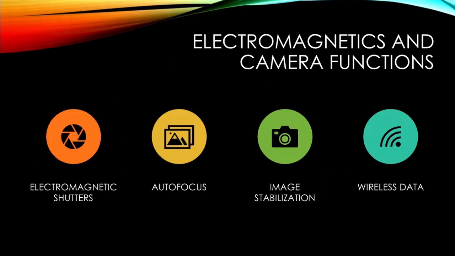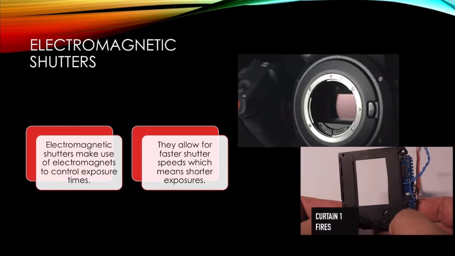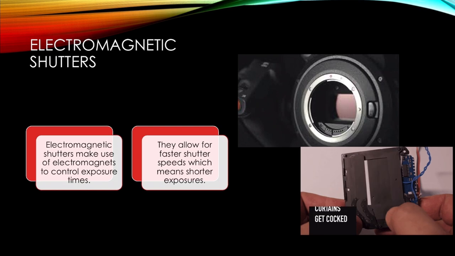Okay, now that that is out of the way, we can talk about how the electromagnetic side of cameras comes into play. There's really 4 areas that are worth mentioning, starting with electromagnetic shutters, autofocus, image stabilization, and wireless data. The first on our list is electromagnetic shutters.